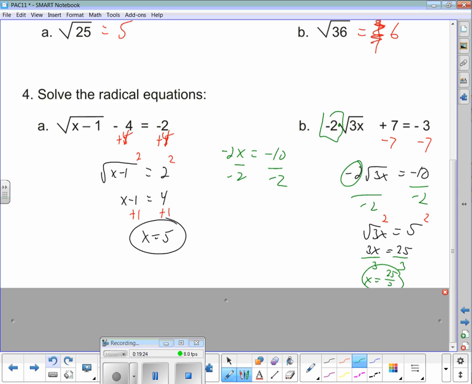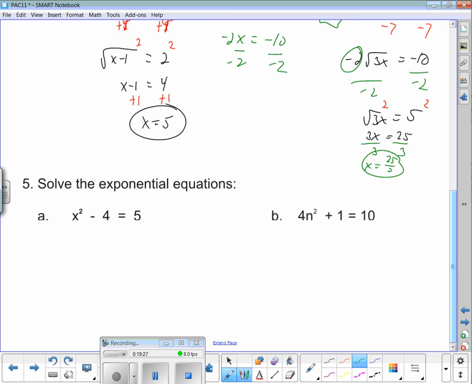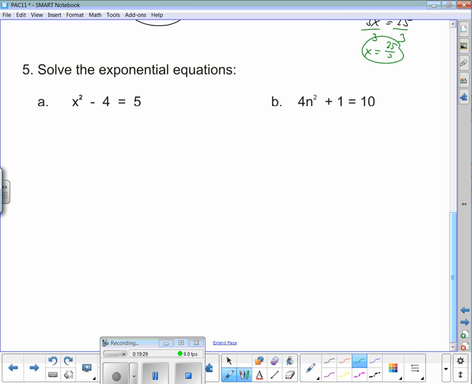Okay. All right, let's do the last two. So these are a little different, right? These are exponential equations. Your variable is squared. So try A. Go ahead and see if you can solve A. Again, I'm going to pause the video, so you may want to pause at home if you want to try it.